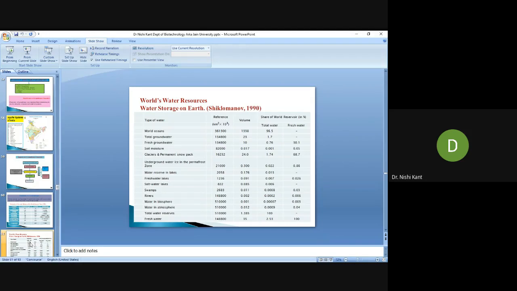World water resources. A number of researchers have attempted assessment of global water resources. As per estimates, about 96.5% of the total water resources, that is 1,338 million cubic kilometers, occur in the oceans, and only 3.5%, that is 47 million cubic kilometers, occur in the continents.